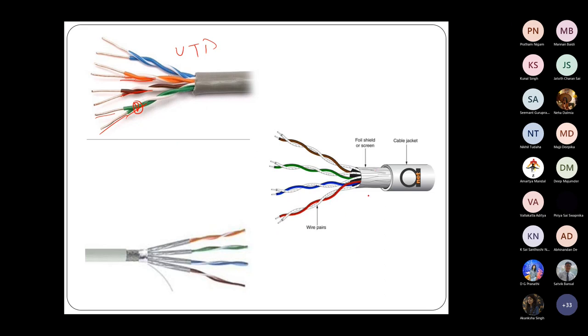Now, shielding comes in different ways. This is the first level of shielding, which says individual pairs are not shielded from each other, so they will still have interference, but I will put a foil shield or screen. So this is called a foil twisted pair. You don't need to remember all the names. UTP is what you need to remember. This is the name that you will see most of. So outside interferences are reduced, inside interferences are still there. And then you have something like this, where each of them is shielded, and then you have a foil out there.